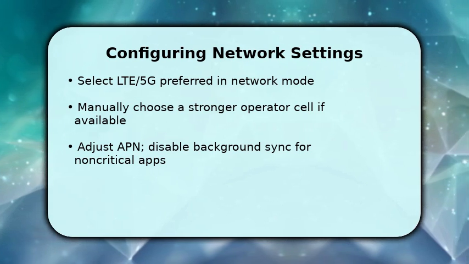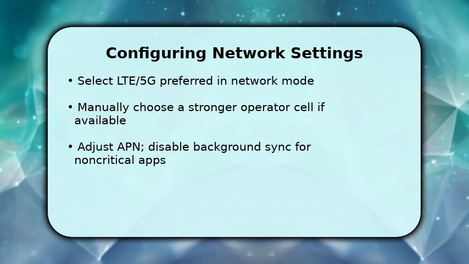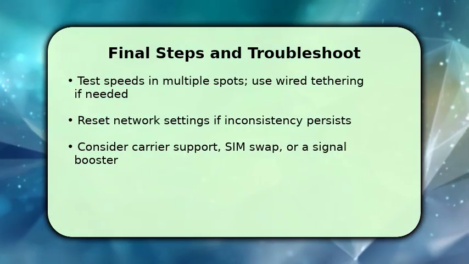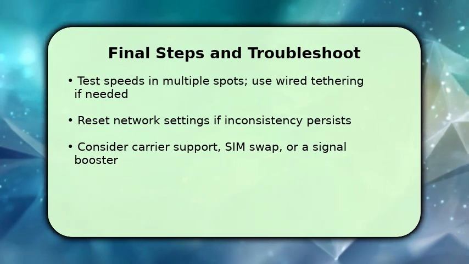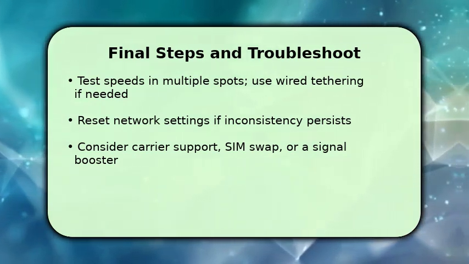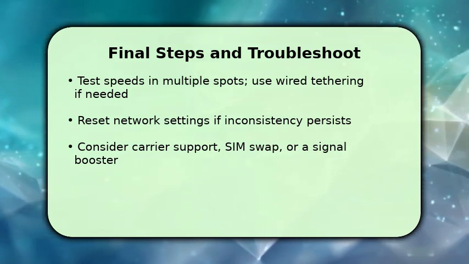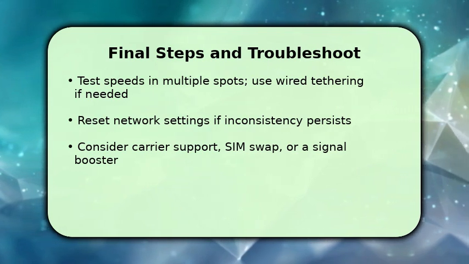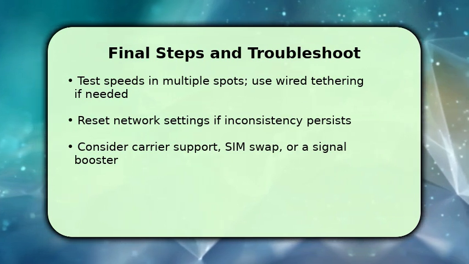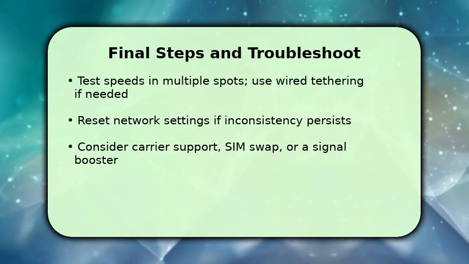You finish by testing speeds in several nearby locations to identify dead zones, using wired tethering when you need predictable throughput for important tasks. If inconsistency persists, reset network settings to clear any corrupted configurations, and then reconfigure the APN and network mode. This often resolves lingering software causes. Make sure to try a SIM swap or contact carrier support before buying hardware. If things still fail, one key troubleshooting tip: reinsert the SIM.